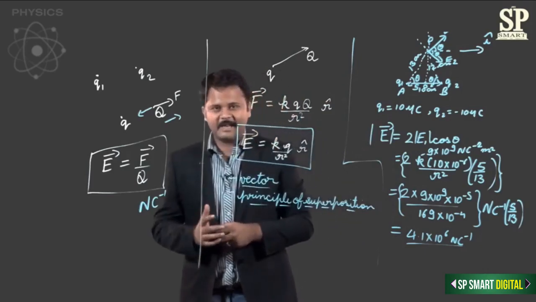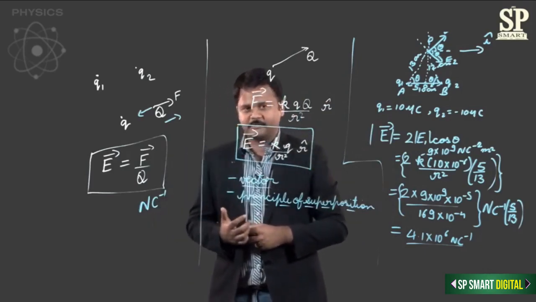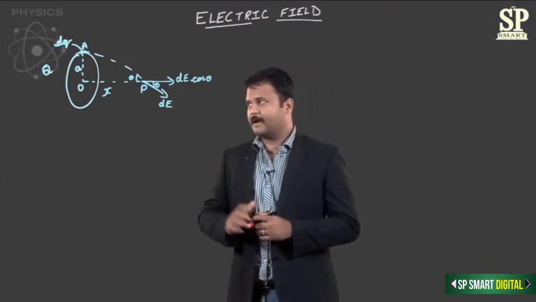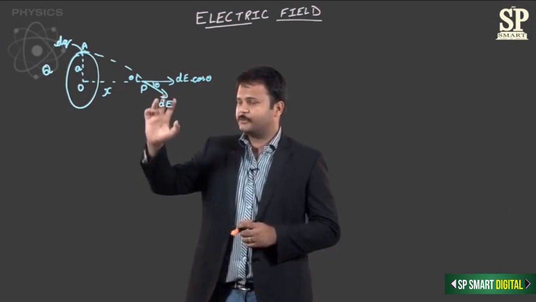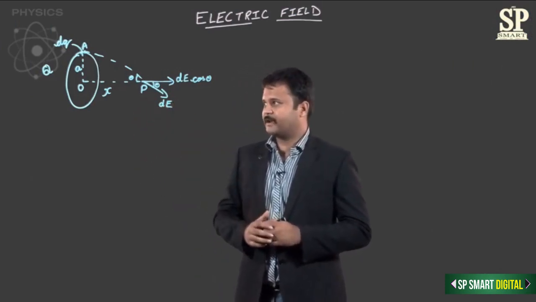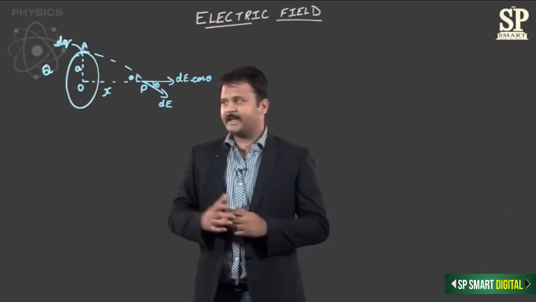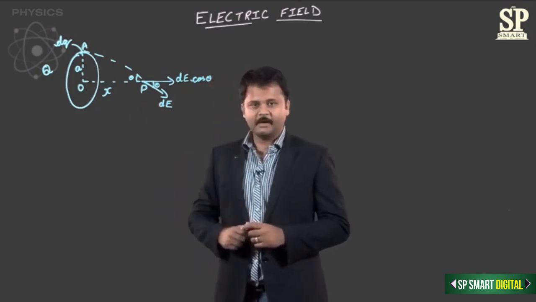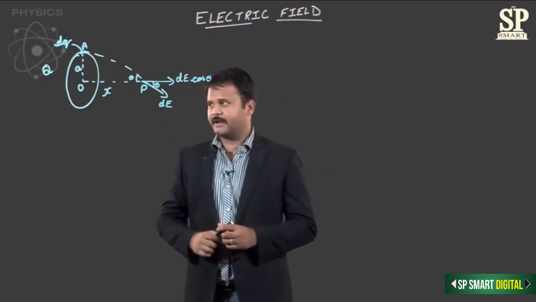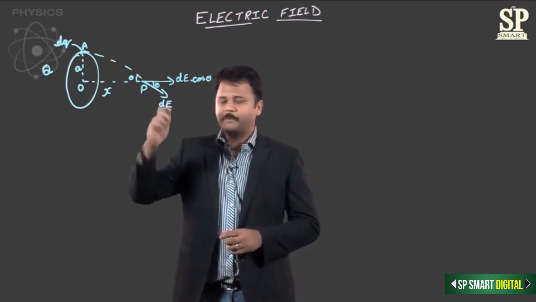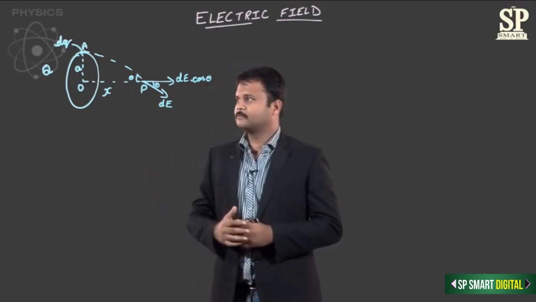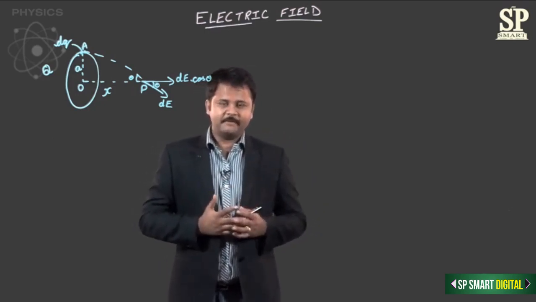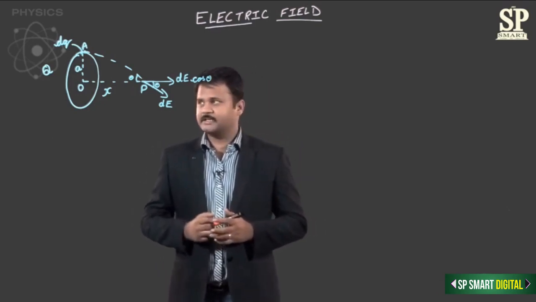Now we will find out the electric field due to a continuous distribution of charges. So you can see here, we have this circular ring and the charge capital Q is distributed continuously over this ring. Let's say the radius of the ring is a, and we have to find out the electric field at point P, which is located on the axis of this ring, meaning OP is perpendicular to OA, the radius of the ring.